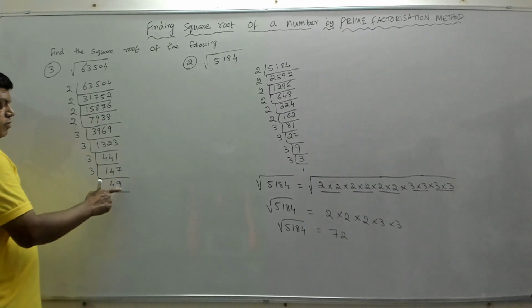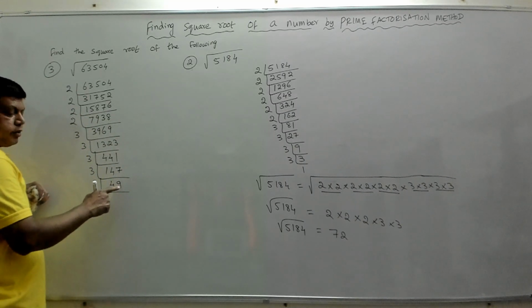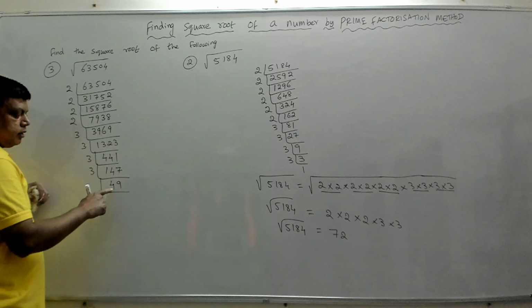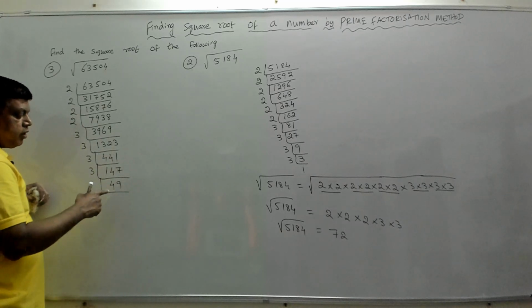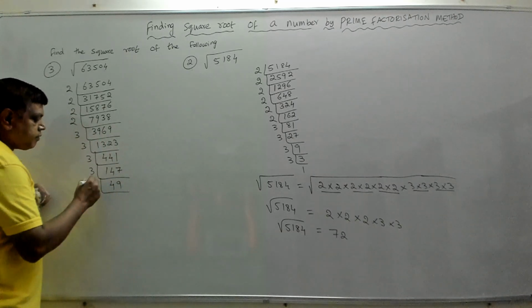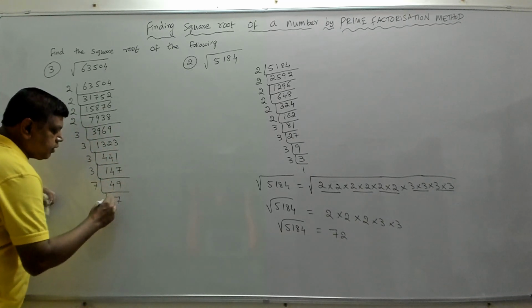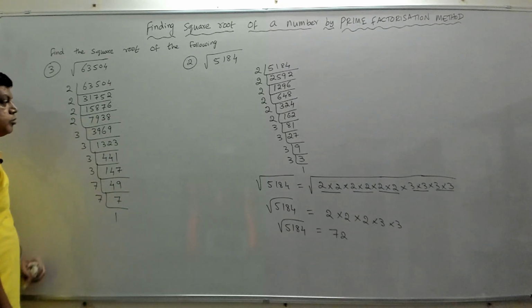Then this will not go in 3. So we have to try the next prime number, which is 5. 5 also will not go. Go to the next prime number, which is 7. So 7 sevens are 49. So again 7, 1. So what has happened?